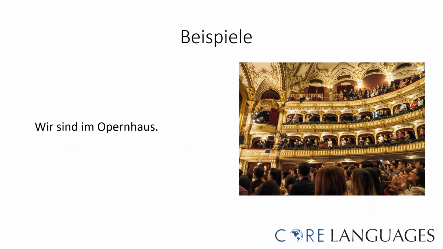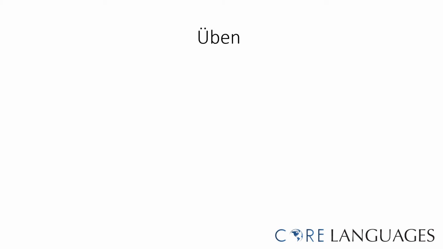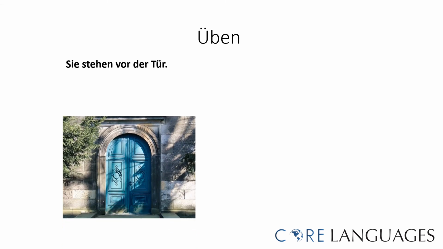"Wir sind im Opernhaus." We are at the opera house. "Die Ausstattung darin ist sehr schön." The decoration in there, or therein, is very beautiful. Let's practice. Üben wir. Look at the following two examples and see if you can form a da compound.